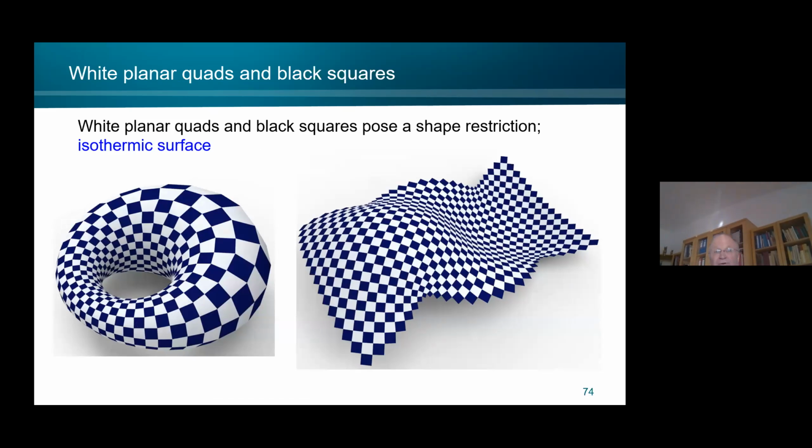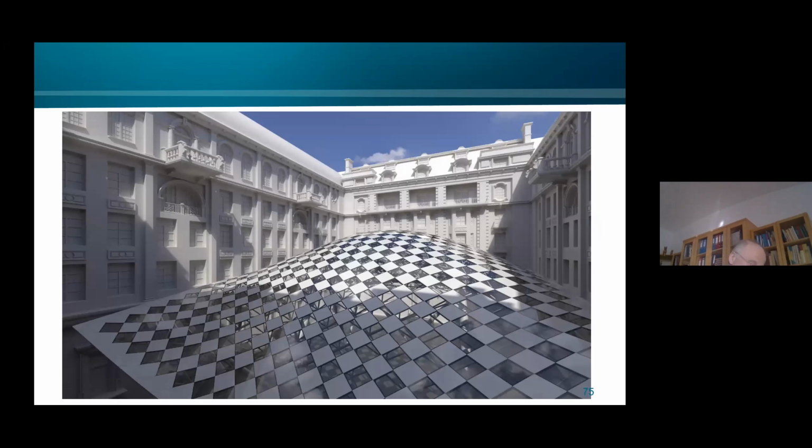We can go for white planar quads and black squares. So sorry, here they are of course dark blue, but in the sense of a checkerboard, I speak about black. So these are squares here, also here. This represents a principal parametrization, which is also a conformal parametrization. And those surfaces are called isothermic surfaces in differential geometry. So we also have a very simple way of discretizing isothermic surfaces. Here's an architectural realization.